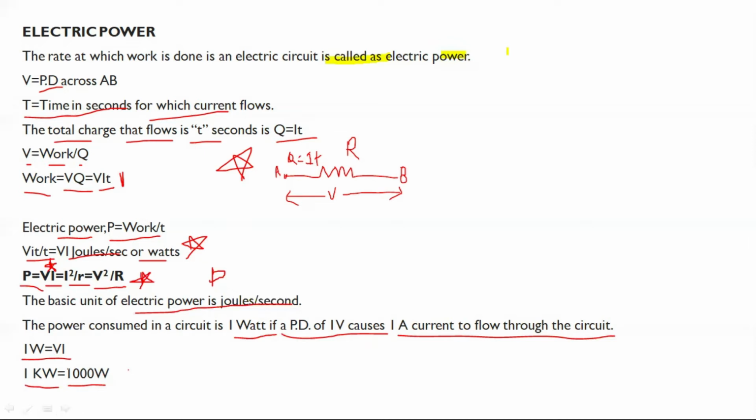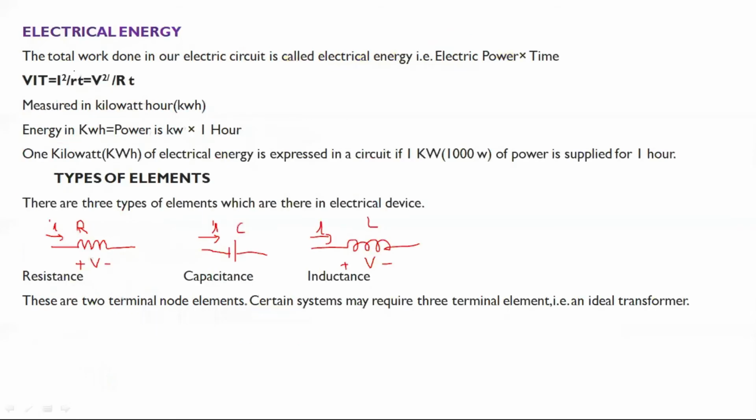Electrical energy. Next. The total work done in an electrical circuit is called electrical energy. Electrical energy is nothing but electrical power into time. So VIT, I squared RT or V squared T by R, measured in kilowatt hour.